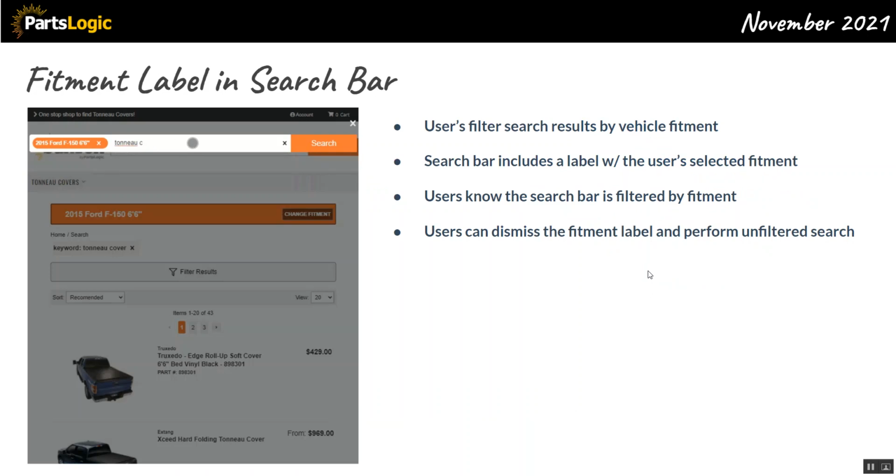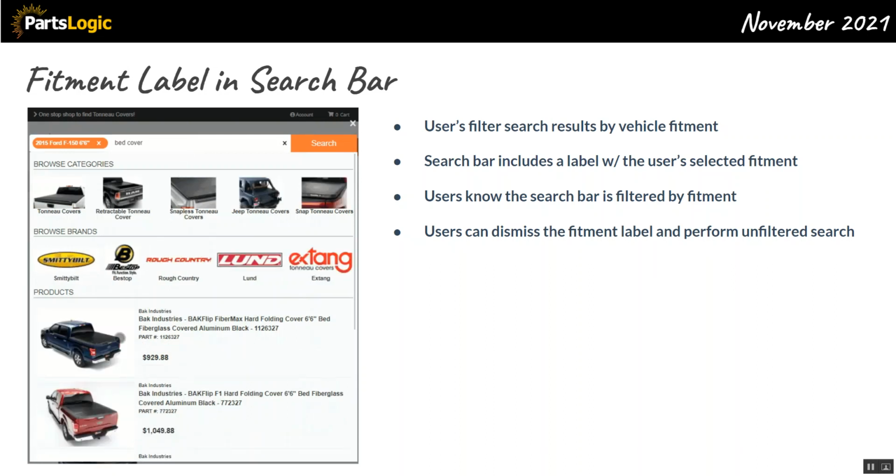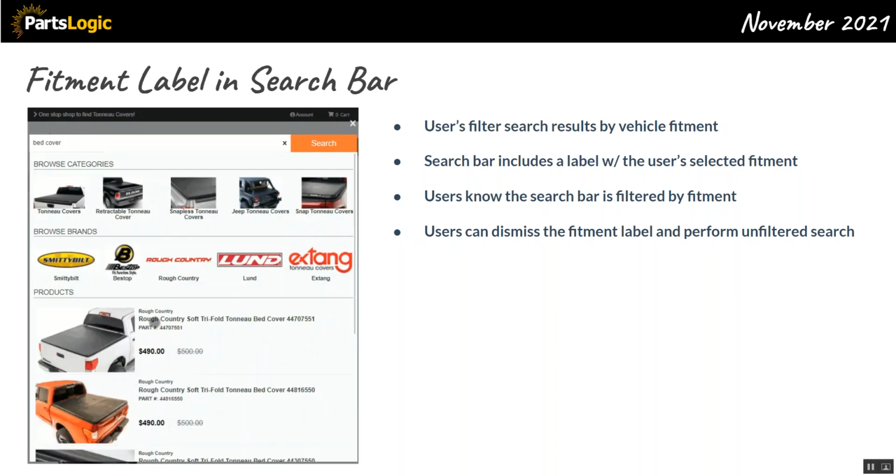The next little new feature that came out here in the last month is what I'm going to call the fitment label in the search bar. So in the example here up on the screen, you're going to see the search bar there, and if you notice, the orange label on the left-hand side actually has that user's selected fitment.